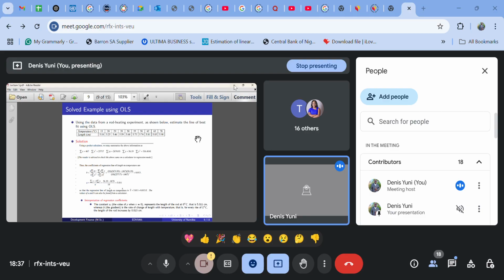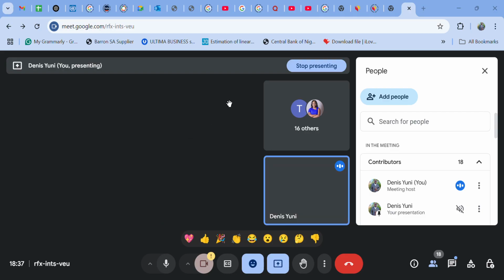Okay, that's nice. So now this is a practical table where we have temperature and length. So the example is saying, using the data from a rod heating experiment as shown below, estimate the line of best fit using OLS. Rod heating experiment. You know what happens when we heat rods, right? When you heat a rod, the length increases. So that's how knives are made. Original knives are very short, or swords.